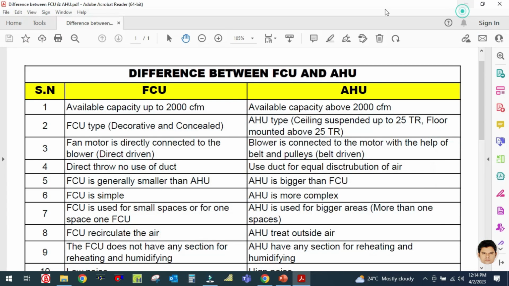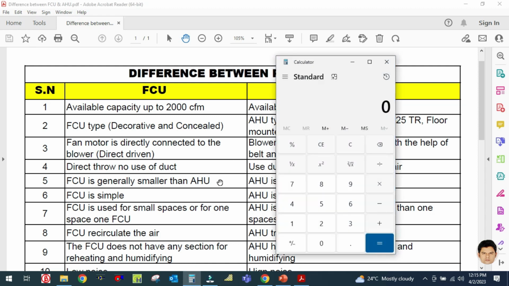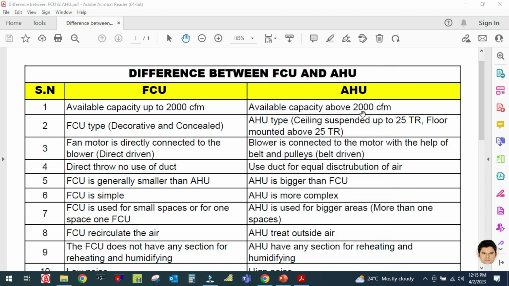Okay, so the maximum available capacity of air handling unit is 20,000 CFM. Here by mistake it is written 20,000 CFM. So 20,000 CFM divided by 400 is nothing but 50 ton. So we'll correct this.